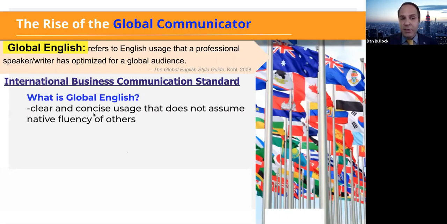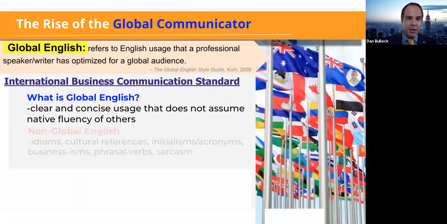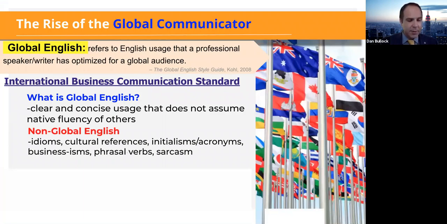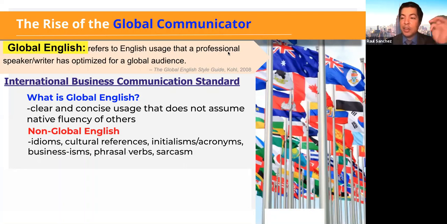So what is global English? It's clear and concise usage that does not assume native fluency of others, including cultural etiquette, though. But a better way to think about it is the way that Professor Sanchez is going to describe. Right. So sometimes the easiest way to think of global English is thinking about what is not global English. Things that are not global English are idioms, right? These are phrases or groups of words that have a cultural meaning separate from the literal meaning of the individual parts. Things like cut and dry, off the top of my head, go the extra mile. These are not universal when they're translated linguistically. So this is not global English.